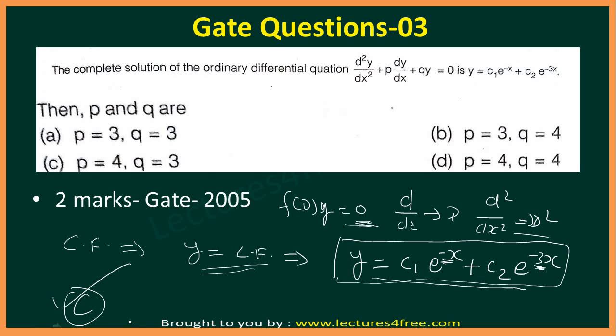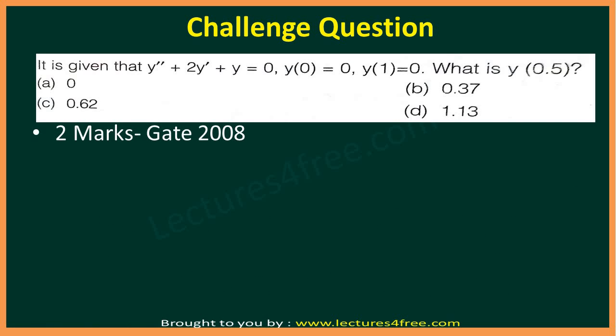Okay. So now there is a challenge question for you. In this question, y double dash plus 2y dash plus y equal to 0, and some initial conditions are given to you. You have to find the value of y at x equal to 0.5, or you can say t equal to 0.5, whatever you want. So here also, to get the value of y, you have to find the equation of y. So try to solve this question, and if you get the answer, then give me the right answer in my comment box.